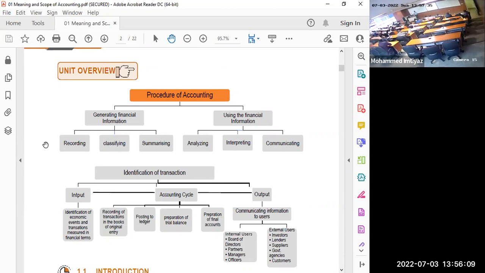We study about ratio analysis, the last chapter. After that, we have to interpret. Then we have to communicate all these data and information to the people. Who are the people who need accounting information? Management, owner. If it is a partnership firm, partner. If it is a company, shareholder. Then the board of directors or the management, managers, and other officials of the business organization. They need accounting information.